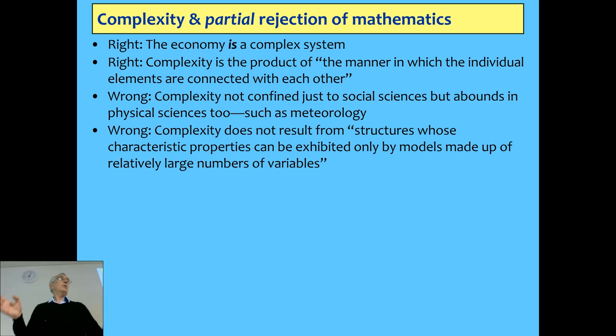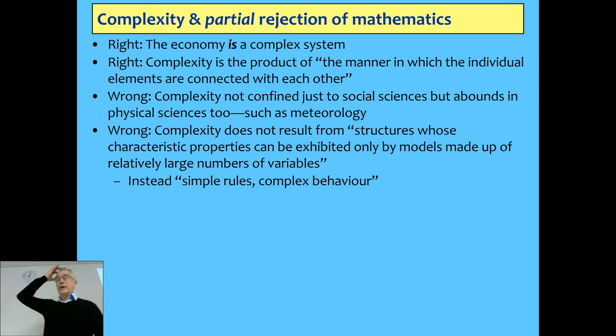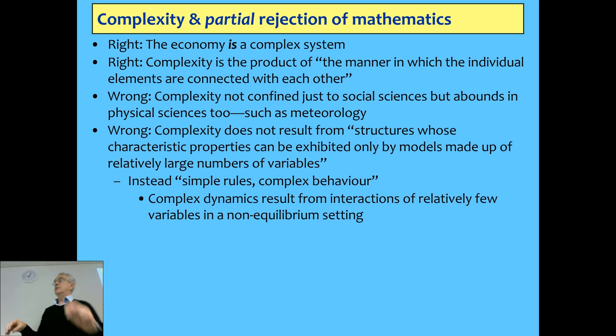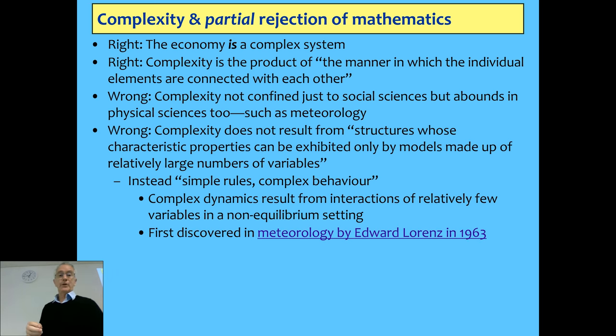Imagine a Swiss watch. It's got lots and lots of moving parts. Therefore, you might call it complex. It's actually not complex. It's complicated. Because complexity comes out of simple rules that give rise to complex behavior. You can actually have a small number of variables, but they interact in such a way that the interactions vary depending upon the magnitude of the variables, and vary quite dramatically.